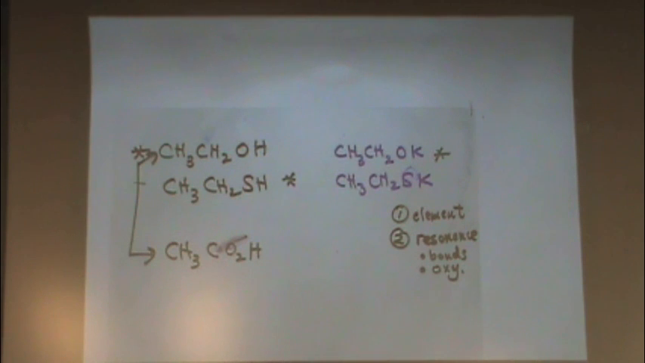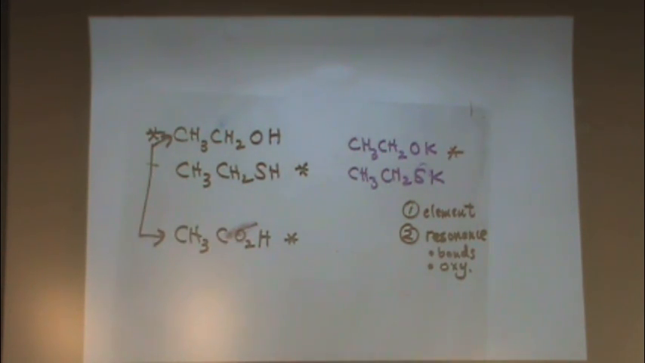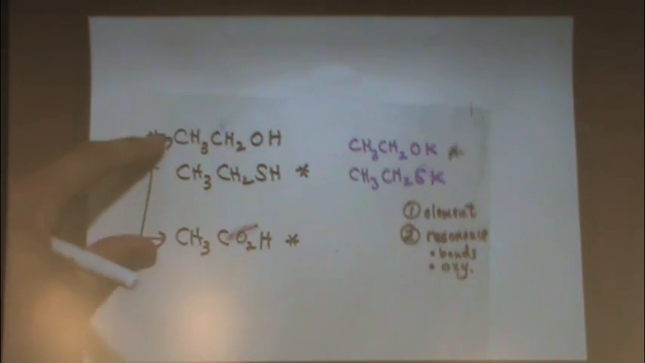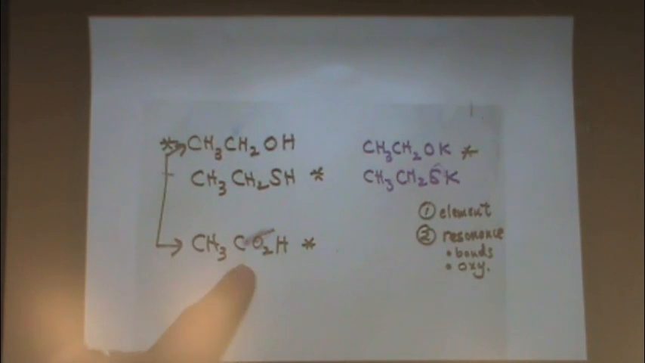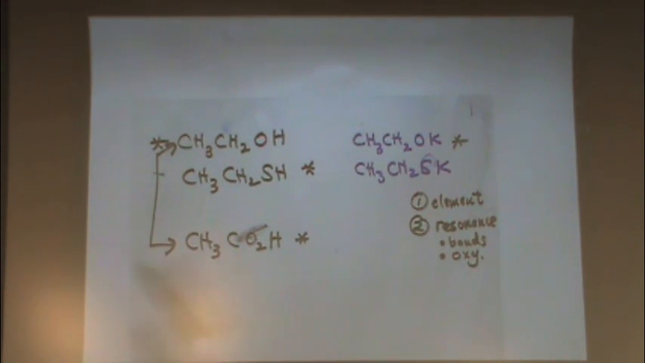Okay, in this case, the one on the bottom has more oxygens. It's going to cause it to have more resonance in the conjugate base. So this one's going to be the stronger acid. If I wrote it in base form, then it would be the weaker base. Okay? So between the top one and the bottom one, the bottom is the stronger acid because of resonance. In this case, you don't see an element difference, so you go to resonance.